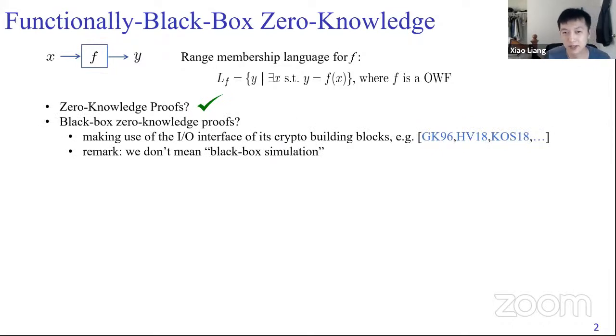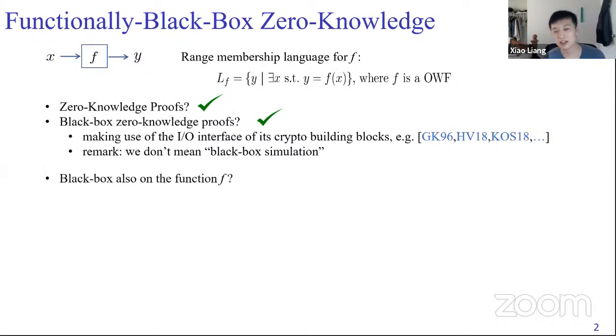By black box, we mean the construction makes only black box access to its building blocks. Don't be confused with black box simulation. So why do we want black box constructions? Because first, it admits a modular design of the protocol, and also it usually gives us better efficiency. And actually, starting from the work of Goldreich and others, we have a bunch of constructions that make only black box access to the building blocks. So this problem is also easy.